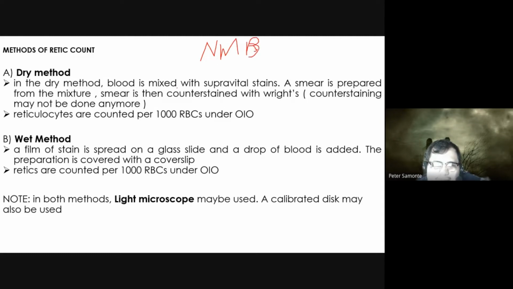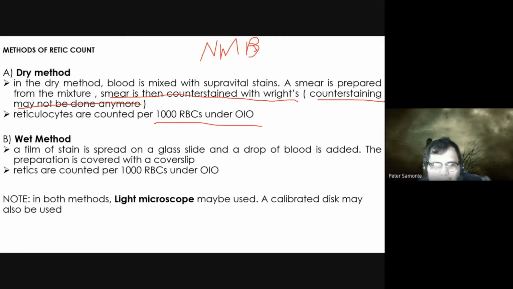So, blood is mixed with a supravital stain. Sa practice natin, class, in your internship in the future, you would be using new methylene blue. Then, a smear would be prepared from the mixture. Then, smear is then counterstained with Wright's. So, counterstaining may not be done anymore. Reticulocytes are counted per 1,000 RBCs under OIO.